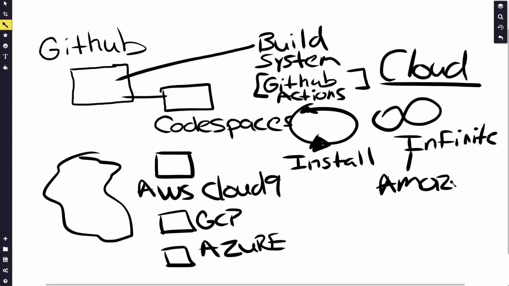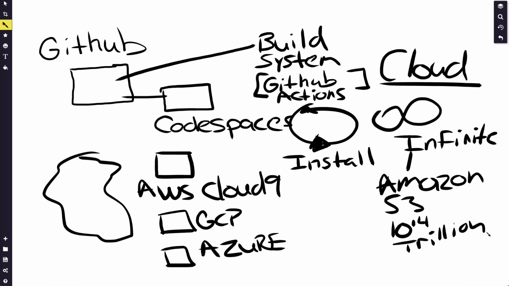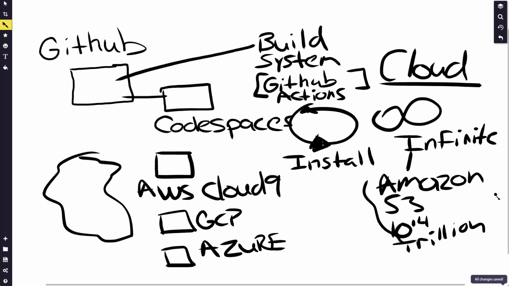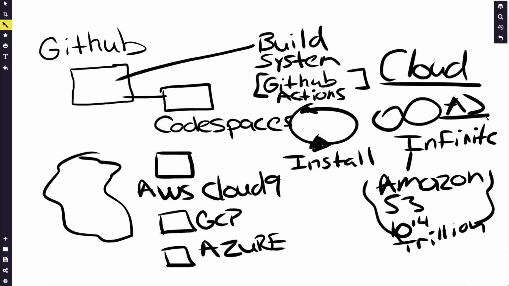Can you guess how many objects are in S3? Well, I'll tell you how many objects are in S3. It's 10 to the 14 objects. I believe it's in the trillions, basically trillions of objects, right? So this thing can scale, right? We don't have to worry about it. So that's one. We'll call this A. That's one core property of the cloud.